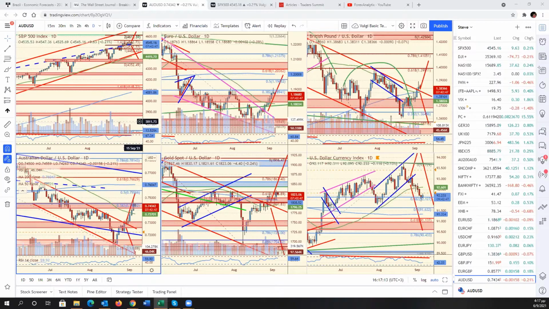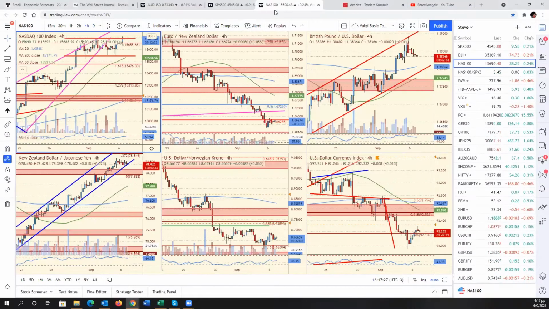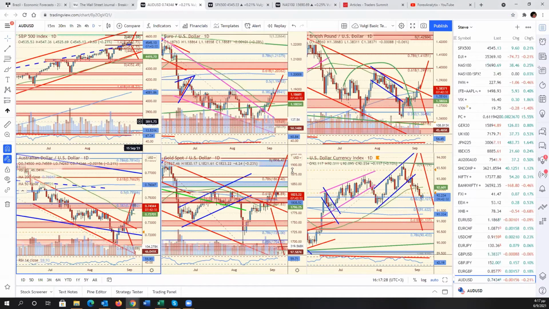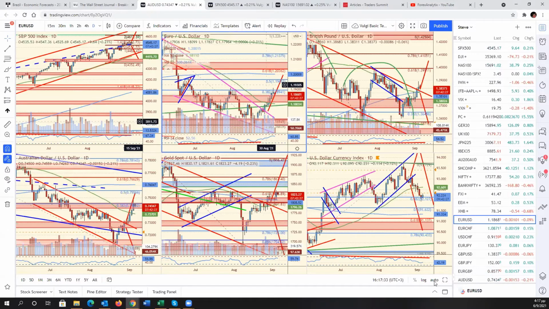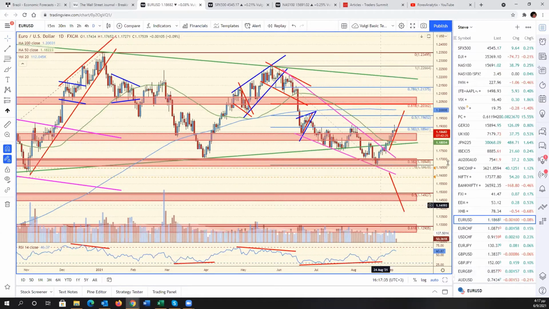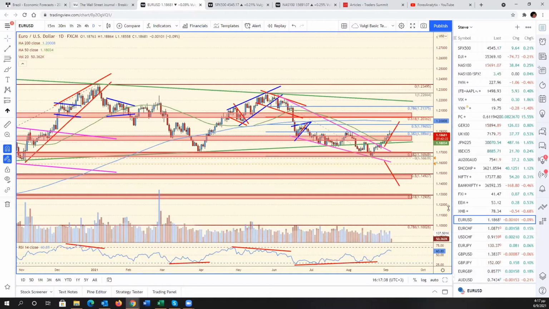In any case, what is significant to note having to do with movements, and then we're going to do the bias chart. Speaking of the bias chart, let me also bring the 4-hour charts here, because that's what we're going to use for the bias chart. So the euro, definitely an important currency pair, not only because it's the most liquid FX pair out there, but also because it's the biggest component of the DXY, right?